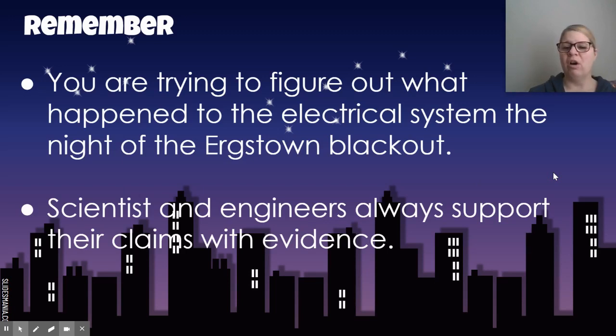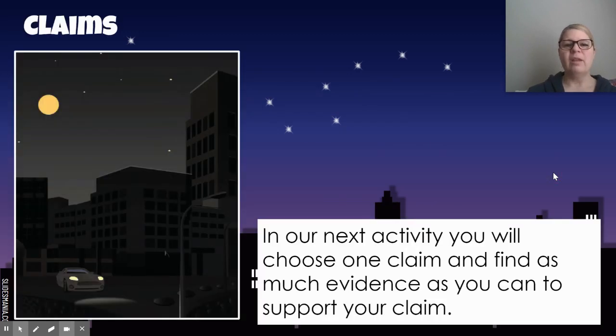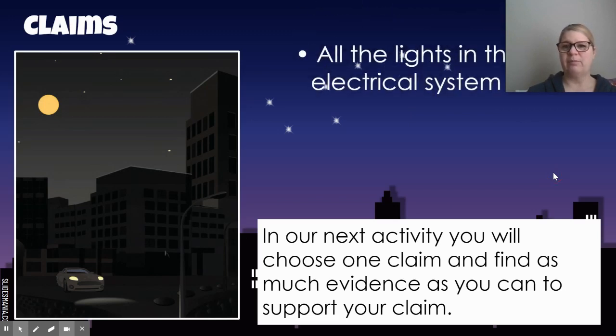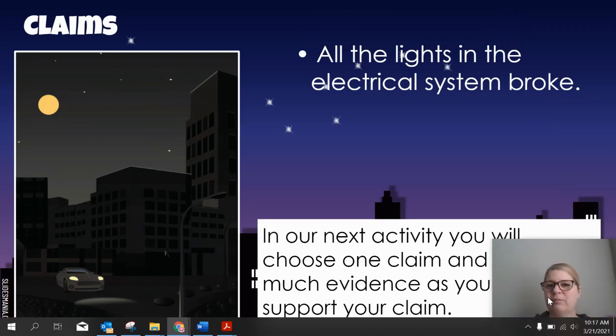Scientists and engineers always support their claims with evidence. So you just listed a bunch of evidence, right? We're going to use that to help support our claim. All right, so in our next activity, we're going to choose one claim and find as much evidence as you can to support it. So let's look at these 2 possible claims. Let's move me out of my way again here. All the lights in the electrical system are broke. That's a possible answer to the question, what happened that night? Absolutely. But every single light in the entire town was broken at that moment.